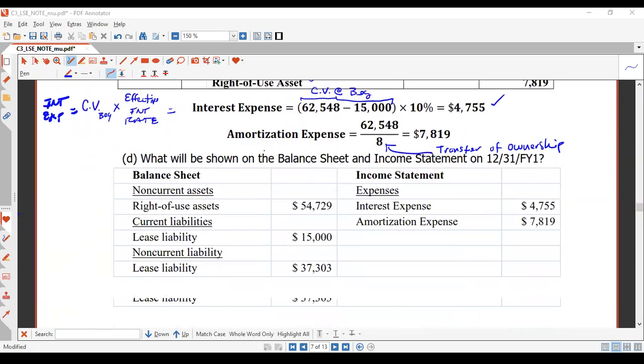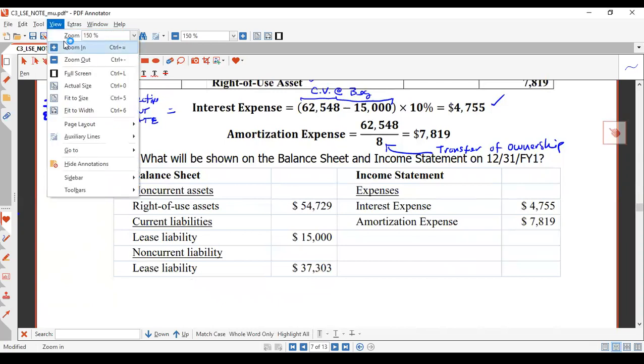So now on part D, what we're going to do is show how it's going to be reported on the financial statements now that we've adjusted everything. So first of all, let's go over to the income statement side because it's definitely less confusing. I want to make this full screen. Let's go full screen. All right.